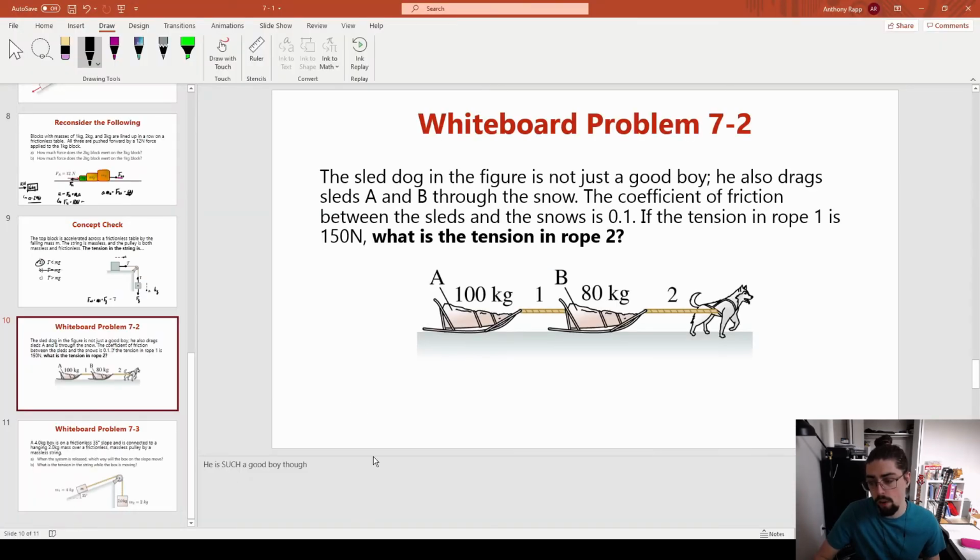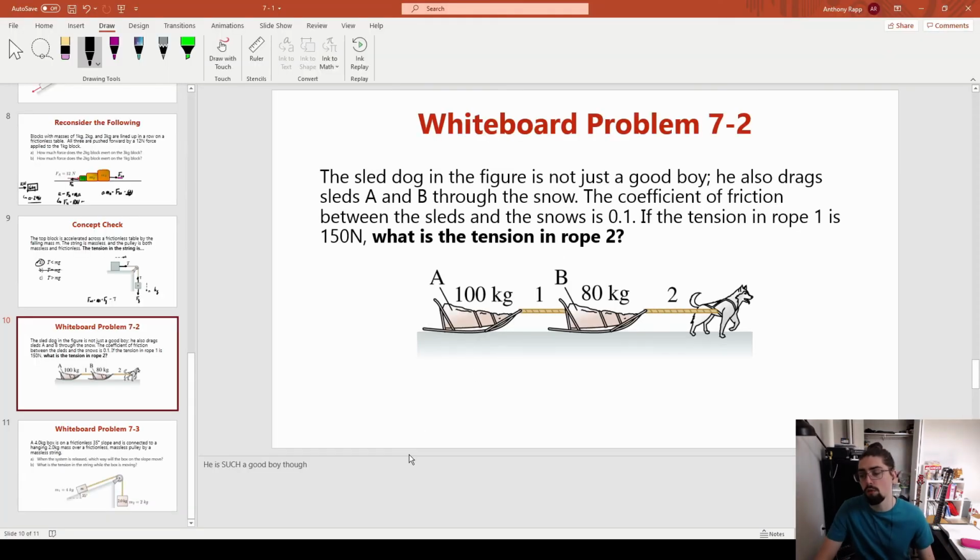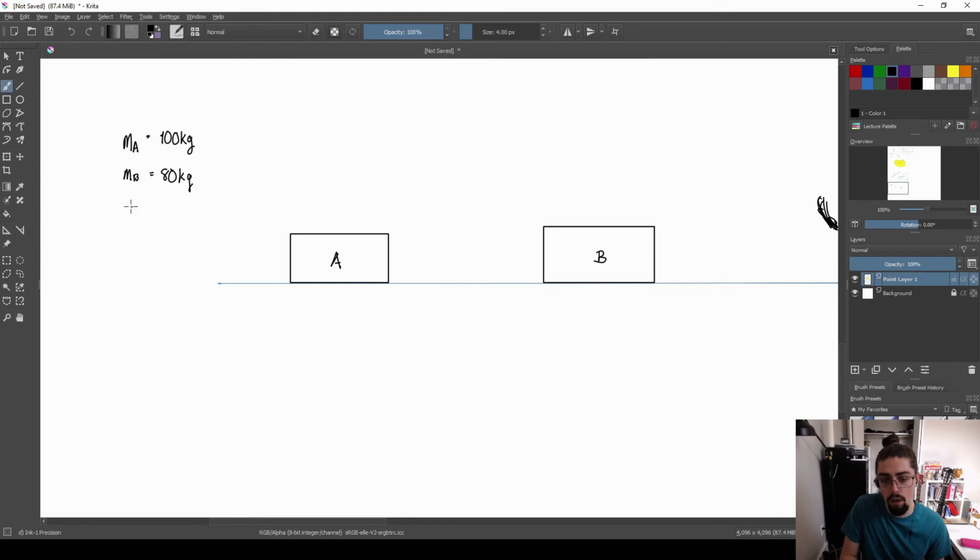So let me make sure that I've got these things right. The left one is A, and we've got some masses for these things as well. So mass A is, and I've immediately forgotten 80 and 100, but it's 100 in the back, 80 in the front. 100 kilograms. We also have that mass B is 80 kilograms, and I've got my given column started here, right, if you can't tell. We know that the tension in rope 1 connecting these two sleds is going to be 150 newtons. So call that T1. T1 is equal to 150.